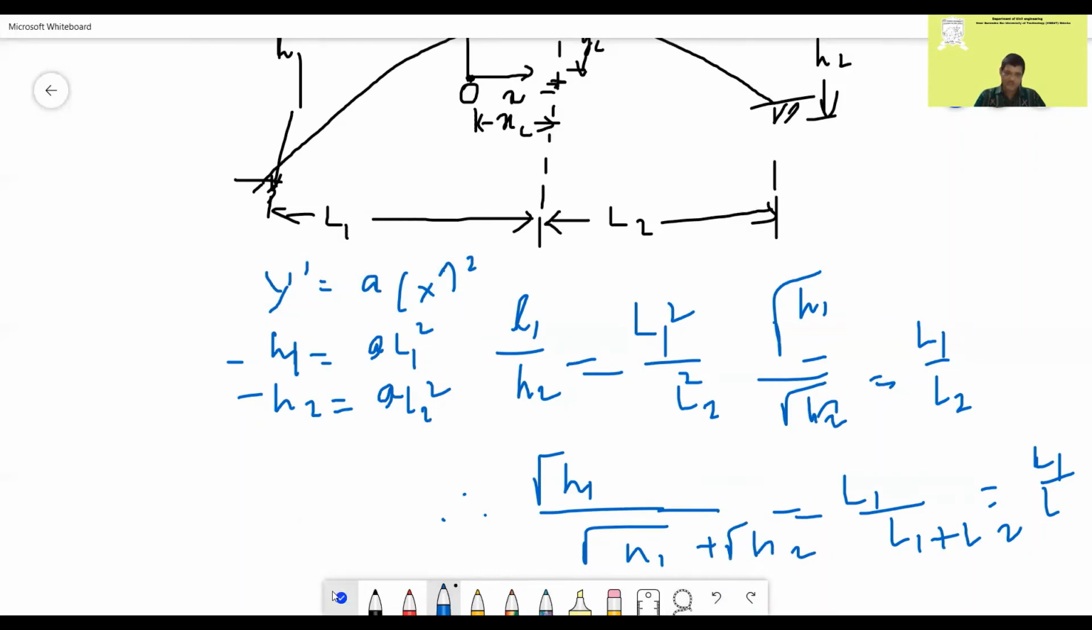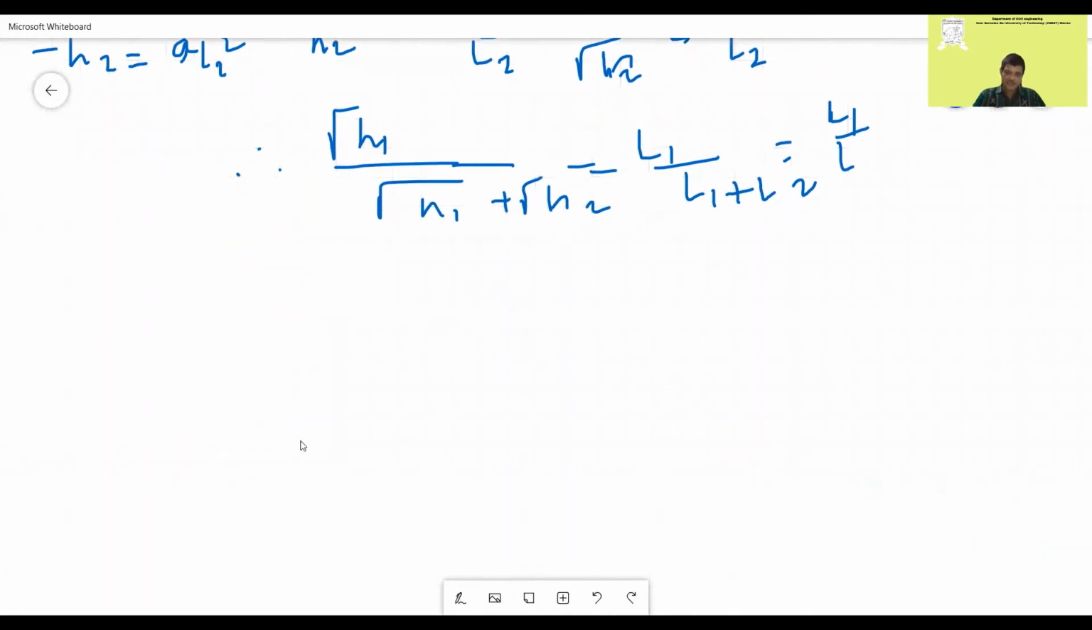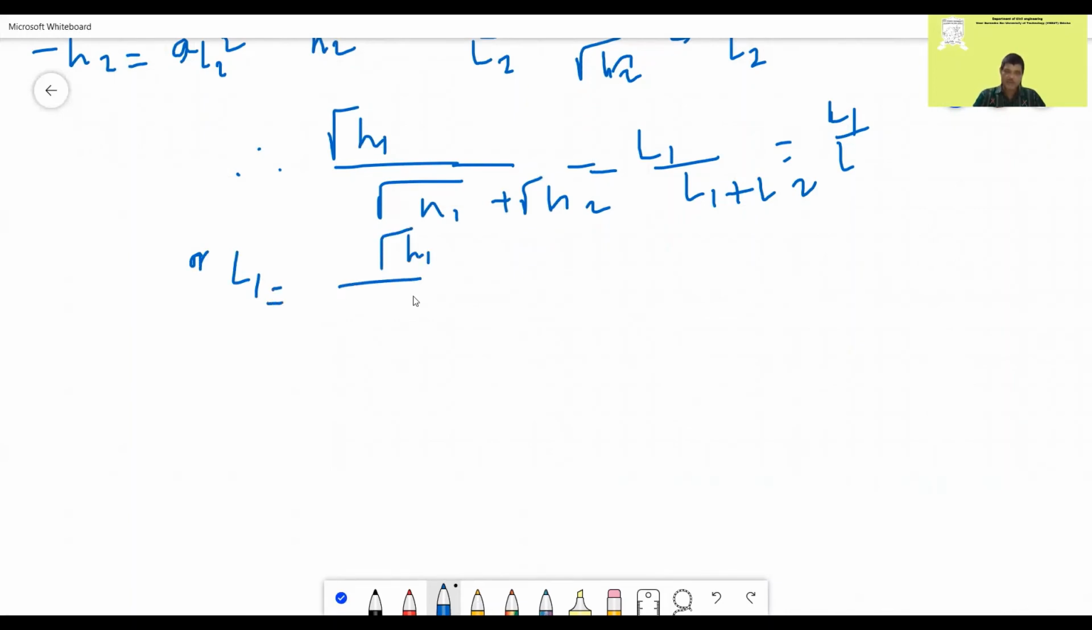Or you can say L1 is equal to... Now what does it imply? Here we can find L1. L1 is equal to root over H1 by root over H1 plus root over H2, multiplied with L. So this equation you can find out. If one of the things is given, the other things can be obtained from here.